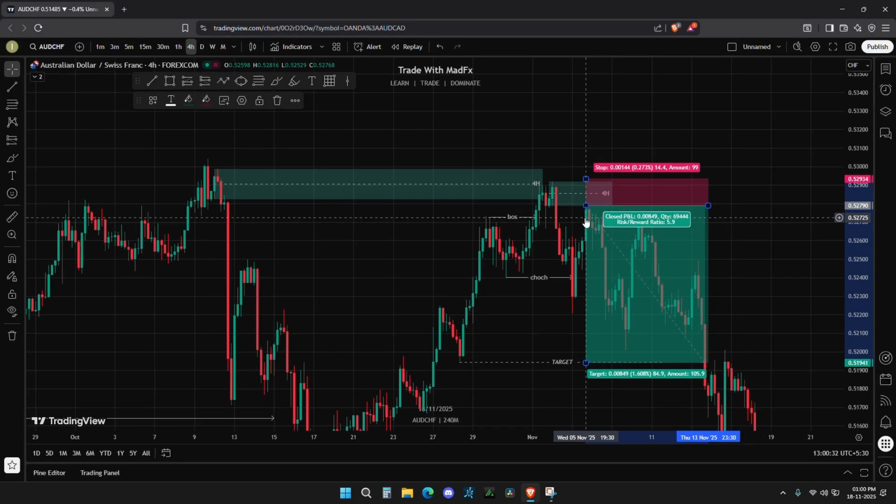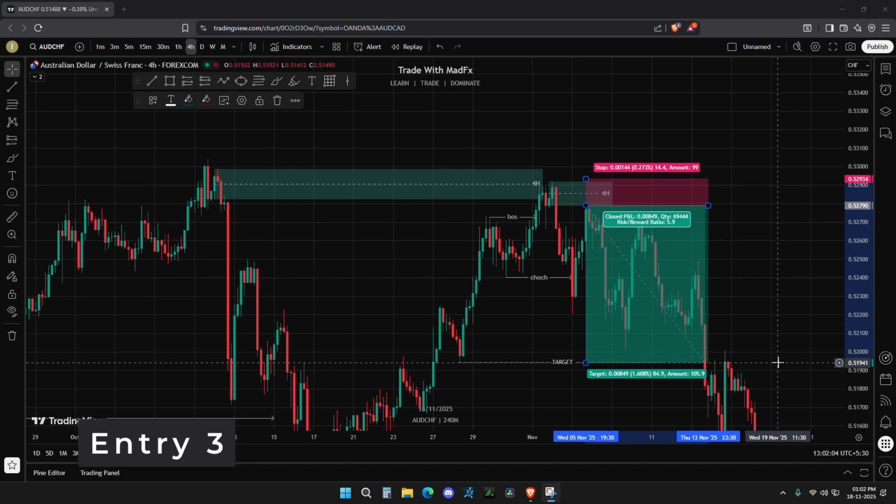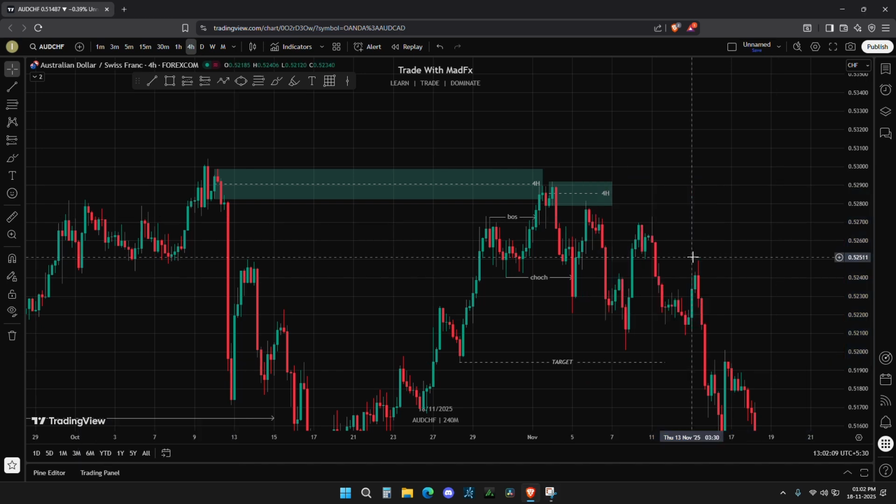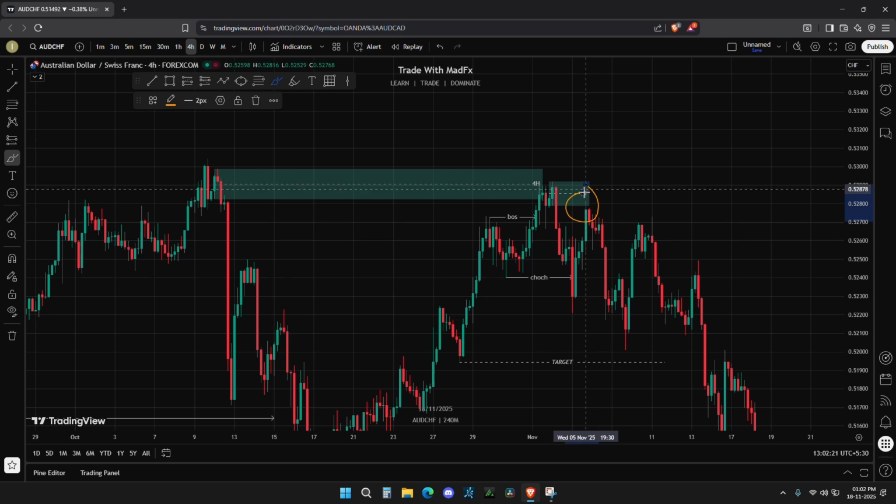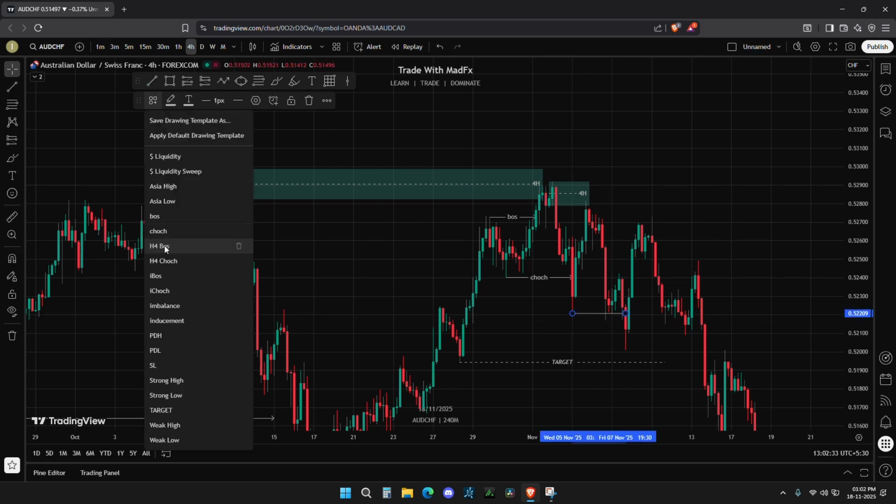Now let us move to the third entry provided by this setup. Let me delete this and see what happened after that. As you can see on the chart, it tapped into the 4-hour supply zone to give us the entry. And then it gave a huge expansion move to the downside. And that move was able to give us another bearish break of structure.